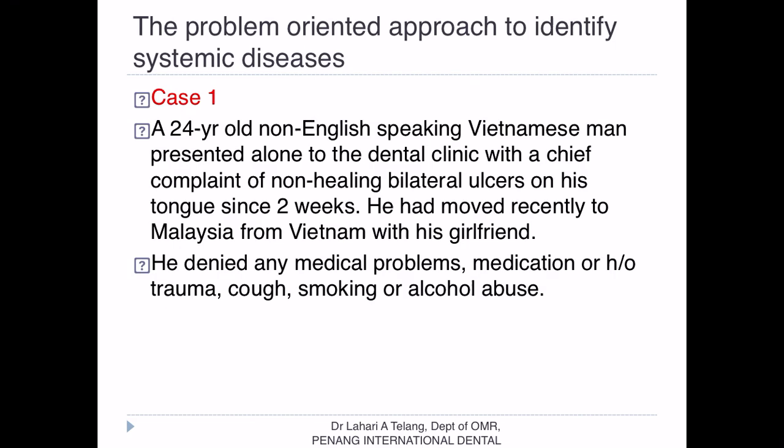Let's look at some case scenarios to better understand the situation, and a problem oriented approach to identify systemic disease. So this is the case of a 24-year-old non-English speaking Vietnamese man who presented alone to the dental clinic with the chief complaint of non-healing bilateral ulcers on his tongue for 2 weeks. It's very strange actually to see bilateral ulcers at the same time. You would obviously search for more ulcers in the oral cavity, and when you don't find them, it's quite tricky.